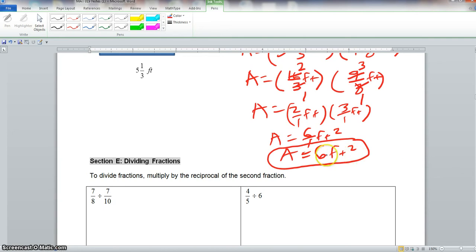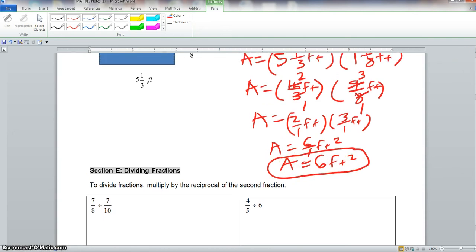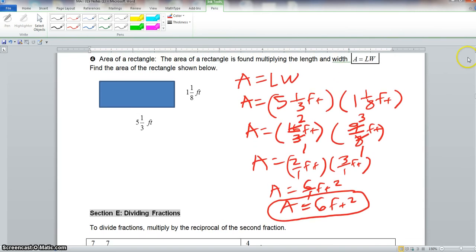Okay, class, picking up where we left off. We had the area is equal to 6 square feet. But one thing I want to say is when we had 6 over 1, we typically do not leave a fraction divided by 1. Whenever you see a fraction divided by 1, you go ahead and make it into the whole number or integer.